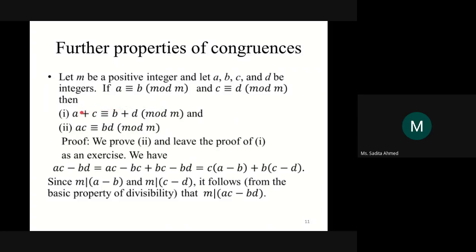Think about the same methods that we have used, and think about what it means first of all to say this. It means that a plus c minus b plus d, that is a plus c minus b minus d, is divisible by m. And then think about how we can get there. So we'll discuss that. From there, it will come by simplifying, right? So think about how we can use the existing properties in order to prove this.